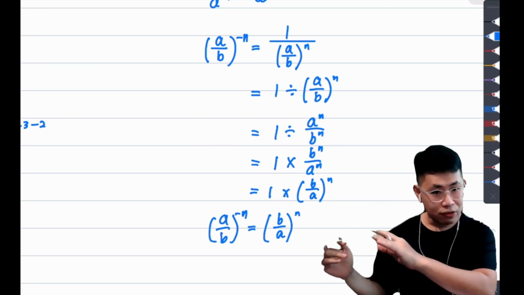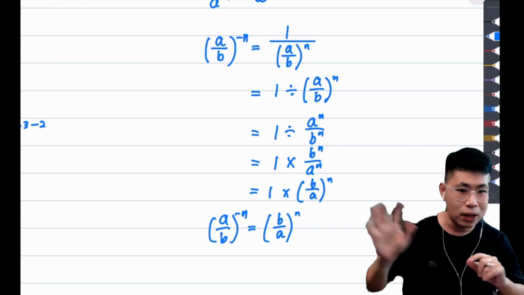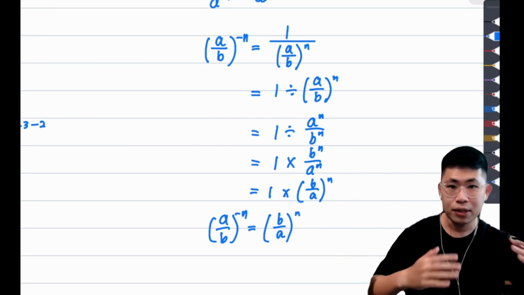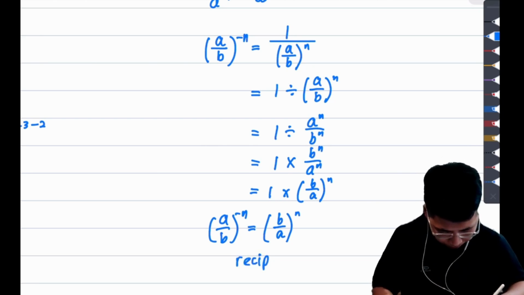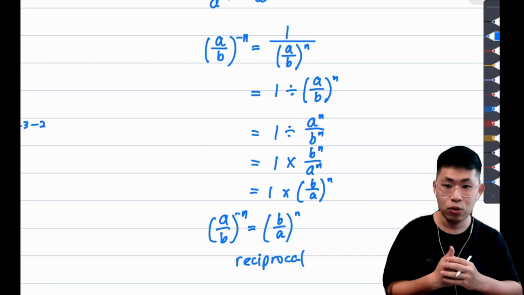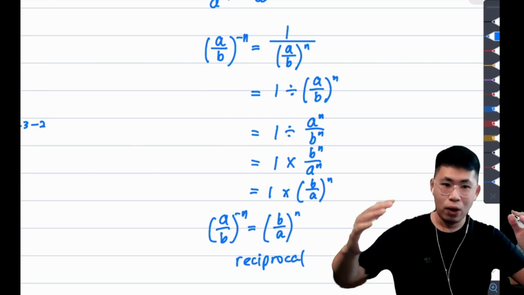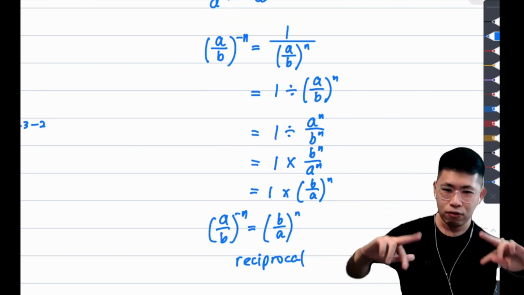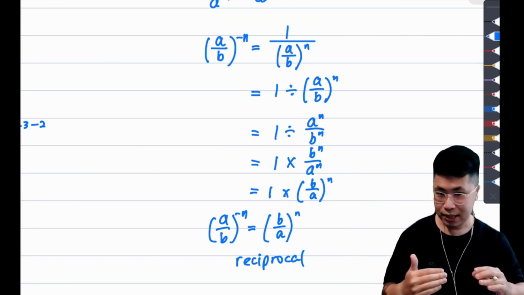So what does it do to the fraction? It flips the fraction inside. So what does the negative index do? It actually does a 1 over something. It actually takes the reciprocal of the thing. Right? So what we are doing is we are looking for the reciprocal of the thing. What reciprocal means is just 1 over another thing, but the effect of 1 over something is just flipping the fraction. Okay, so whatever that is upstairs will go downstairs.